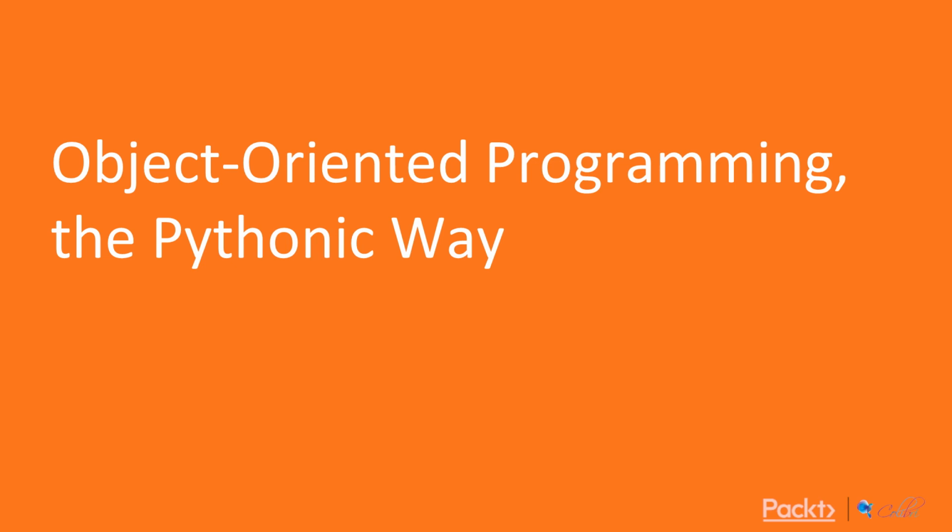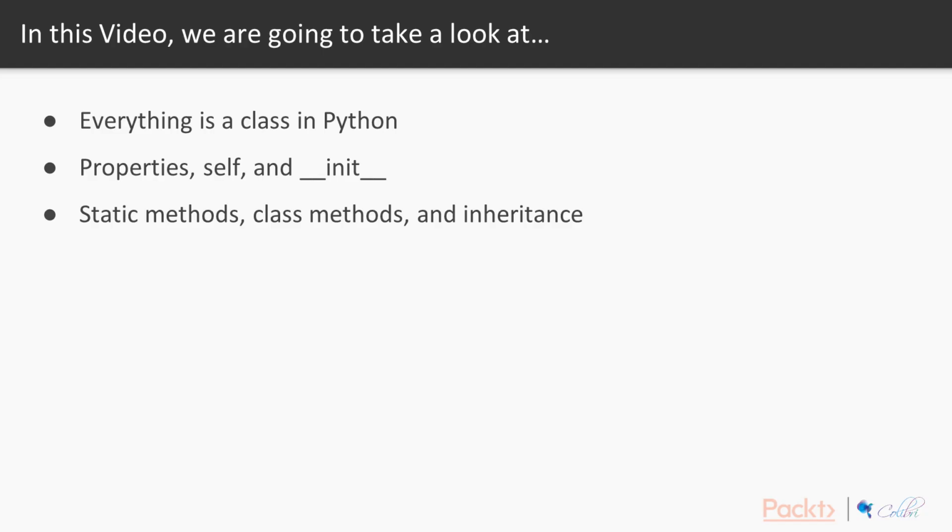In this video, we're focused on doing object-oriented programming, or OOP, in Python. We're going to take a look at 3 different steps on how we can do OOP in Python. Number 1, how everything is a class in Python. Number 2, we look at properties of a class, the keyword self, and the init function. Number 3, we're going to look at static methods, class methods, and inheritance.